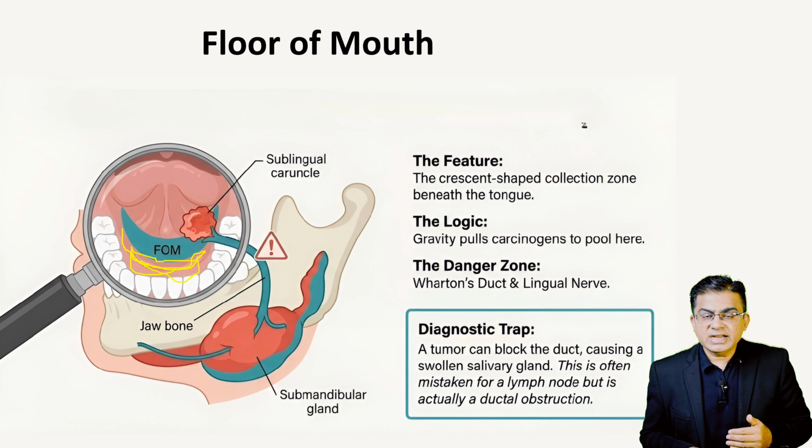Sometimes a tumor arising from the mucosa of the floor of mouth involves the submandibular duct, or Wharton duct. A tumor here can block those ducts. The patient presents with a lump in the neck. You might think it is a lymph node. Be careful. It might just be a swollen salivary gland secondary to obstruction. Do not mistake obstruction for metastasis.